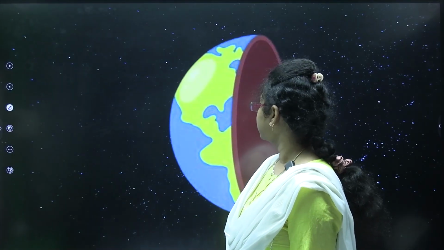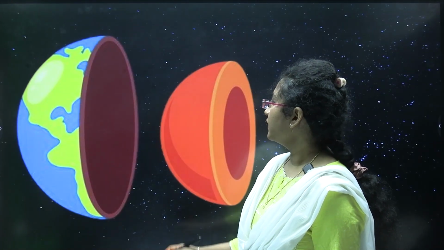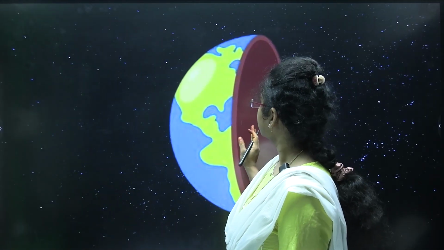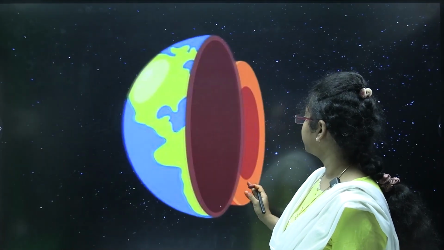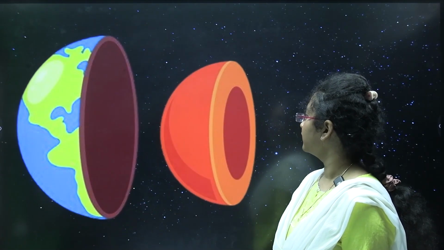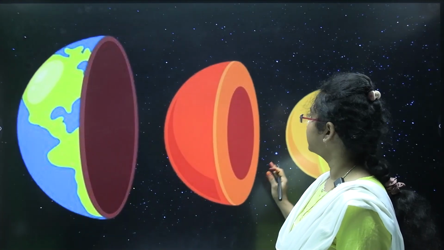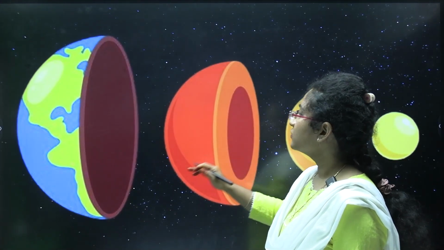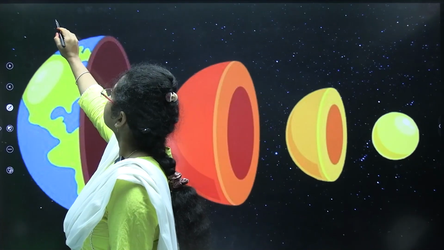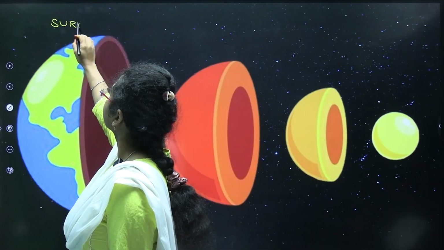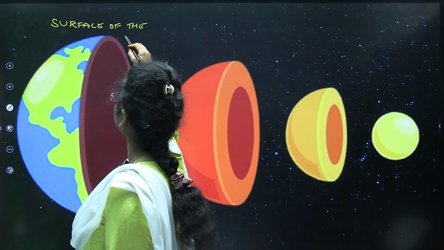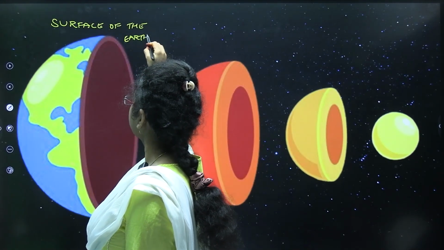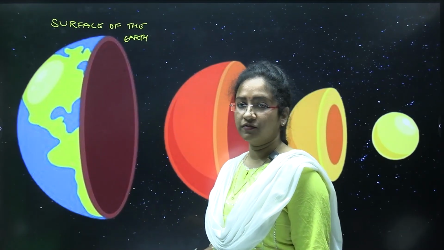So here you can see the earth. If we have a half part of the earth, and you look at this cross section, inside this we have a layer, and again inside this we have another layer, right? This is the earth's surface, that means the thing that we can see on the outer side. We live on this surface of the earth.